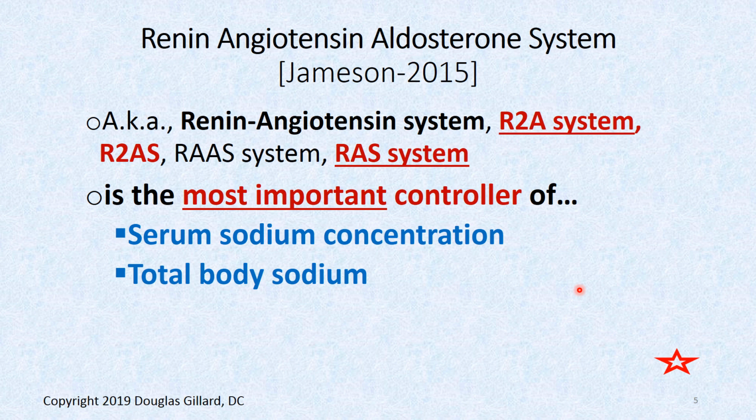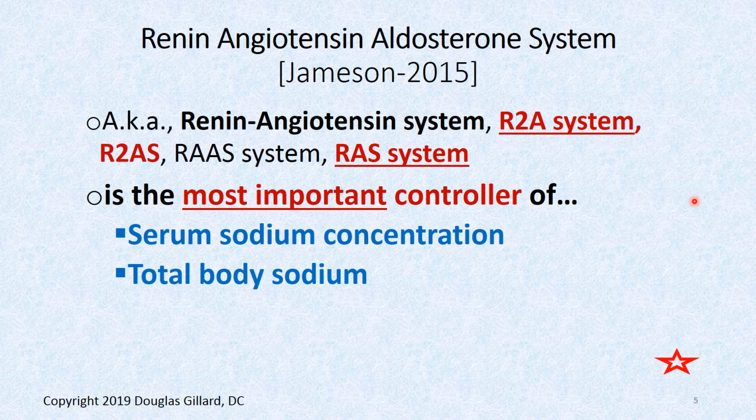All right, so let's talk about this R2A system. A whole bunch of AKAs. I like to call it the R2A. Some people call it the renin-angiotensin system, the RAA system, the R2AS system, the RAS system. There are a lot of AKAs, so who knows which one will show up on boards. I will tell you one thing about boards: none of those are abbreviations. In boards, you have to spell it out. So it's going to be the renin-angiotensin system, or the renin-angiotensin-aldosterone system.